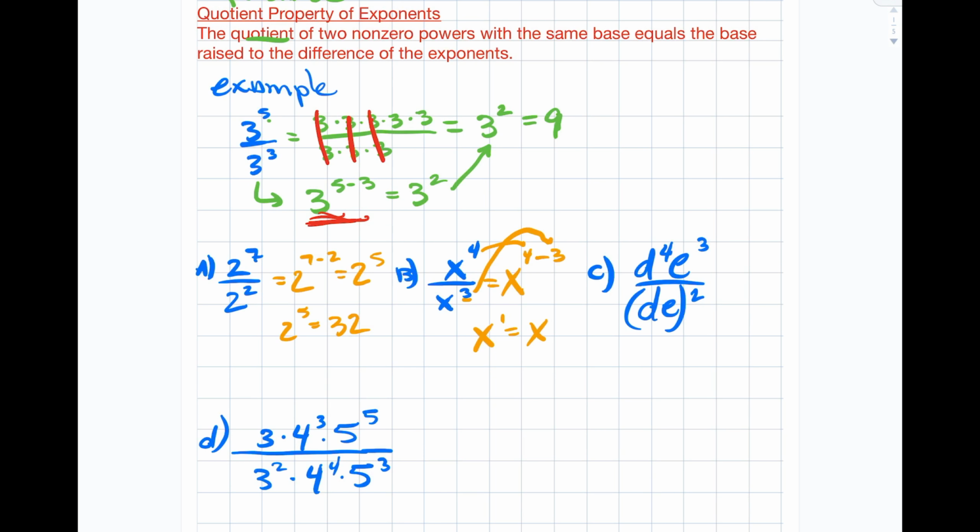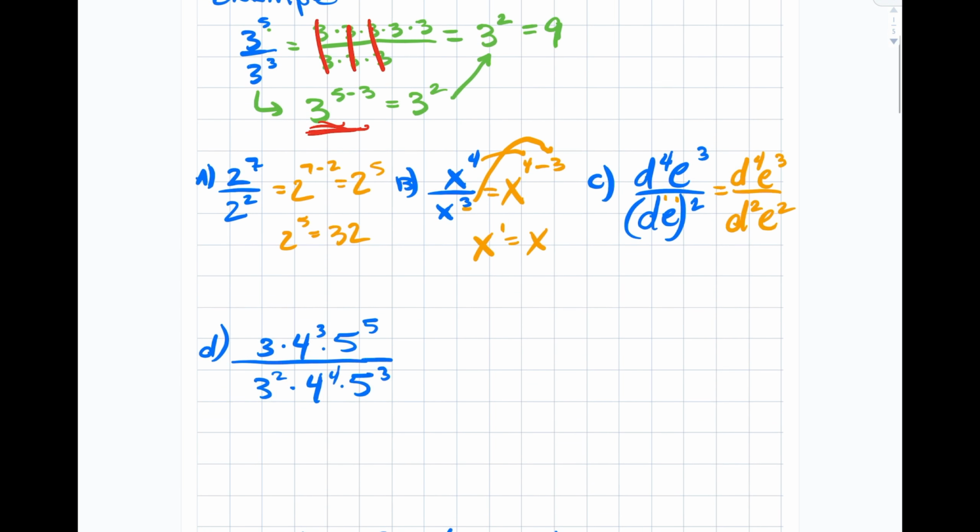For this example, we need to simplify the bottom first. So we get d to the 4th, e to the 3rd on top, and on the bottom d squared, e squared. The exponent gets multiplied to both exponents on the inside. This is the power of a product property from one of the previous lessons.